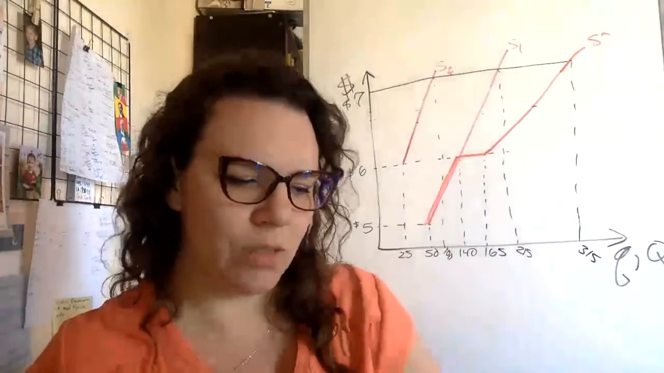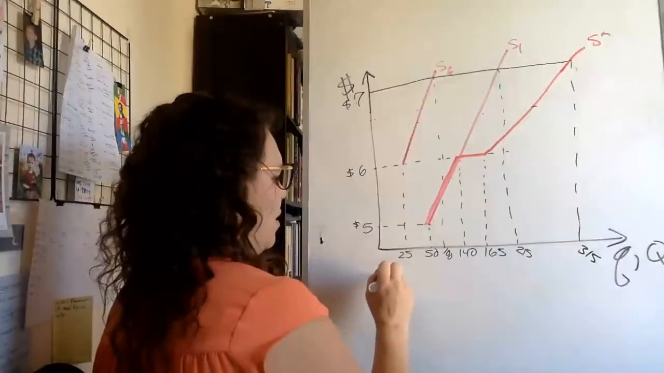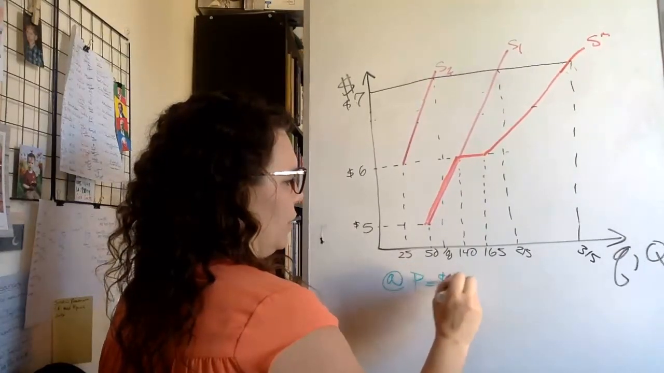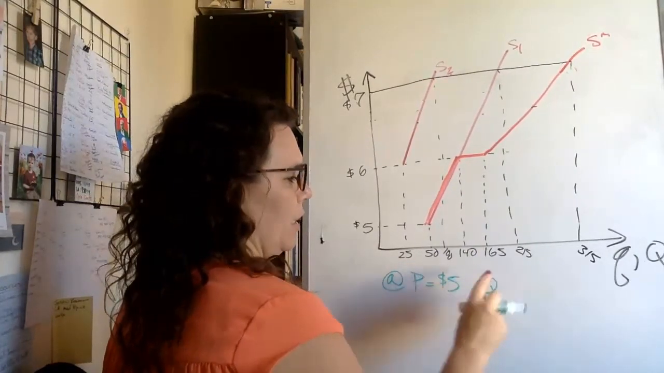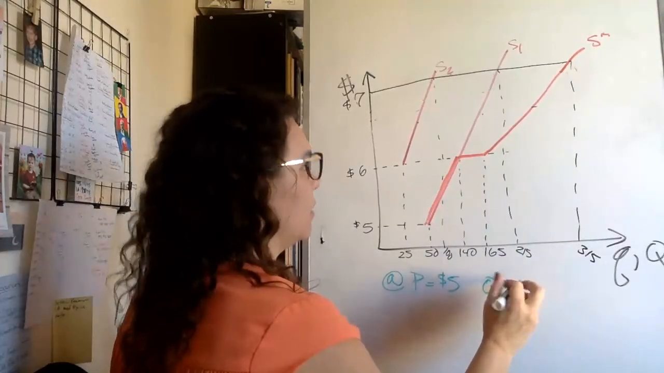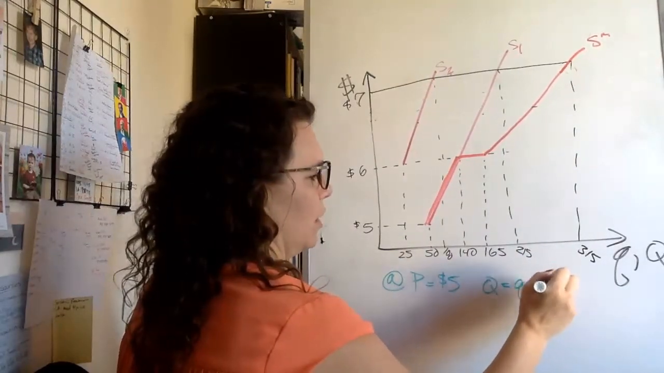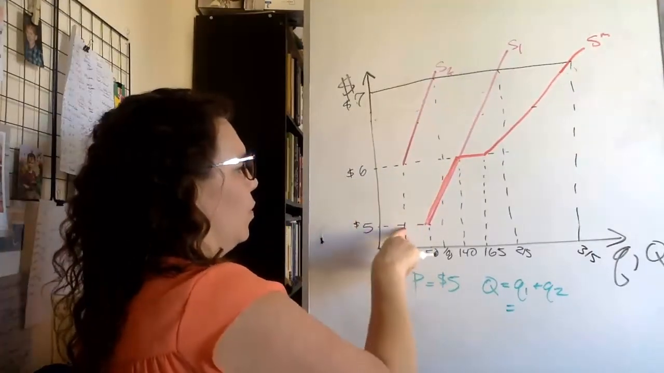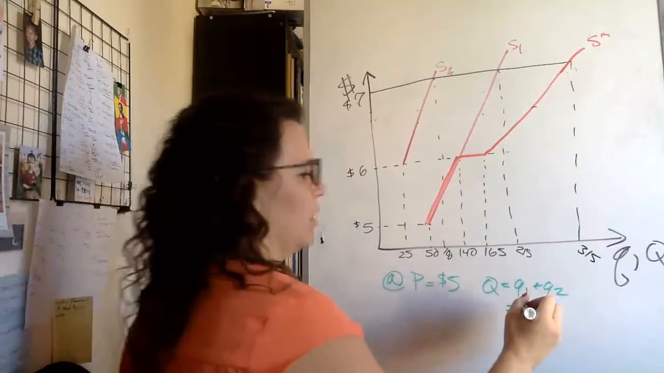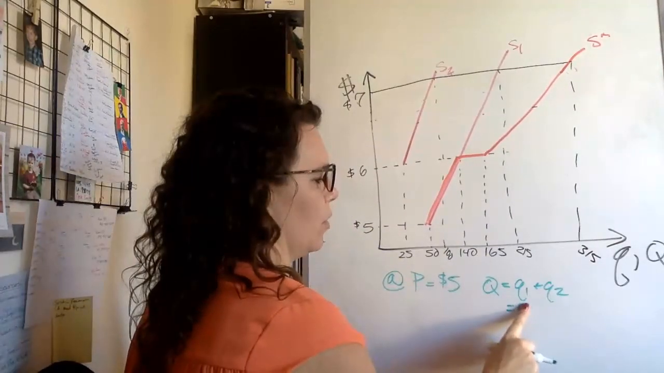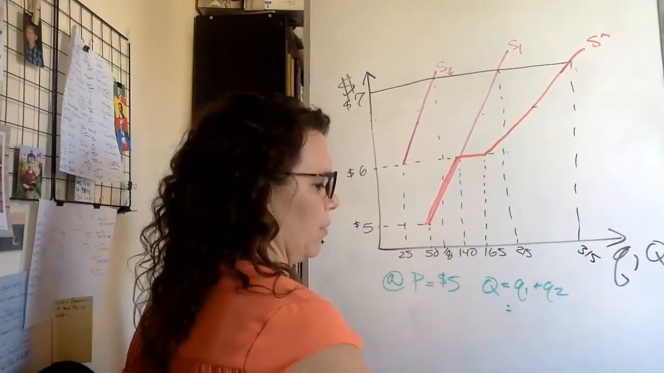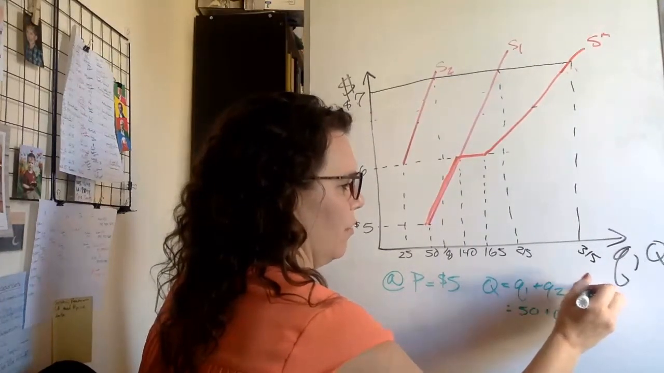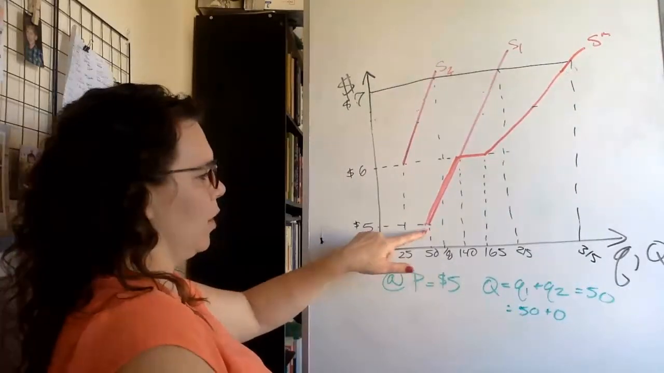So what that shows us is, at price equal to $5, the market quantity is Q1 plus Q2, which is 0 plus 50. Or sorry, 50 plus 0. Keep mixing up which one's which. 50 plus 0, which is 50, right? And that's what we see in the market. $5, 50 produced.